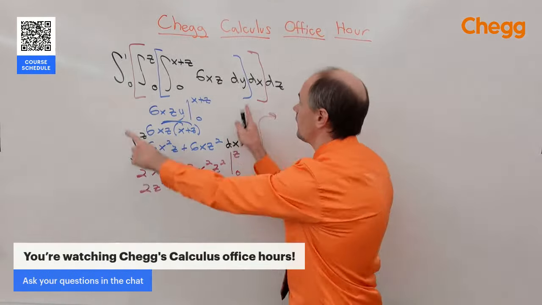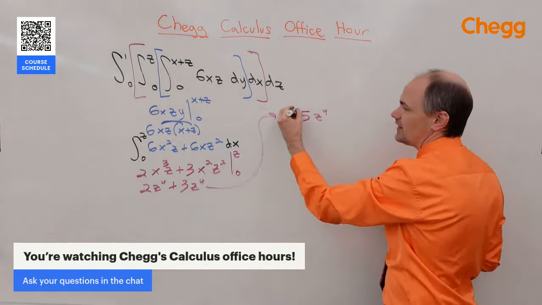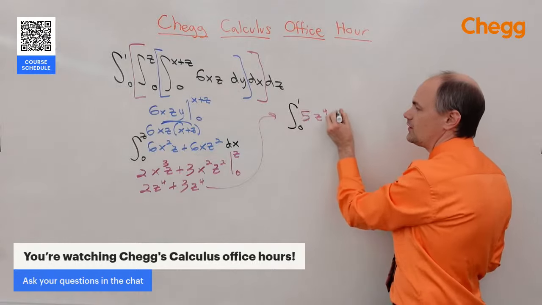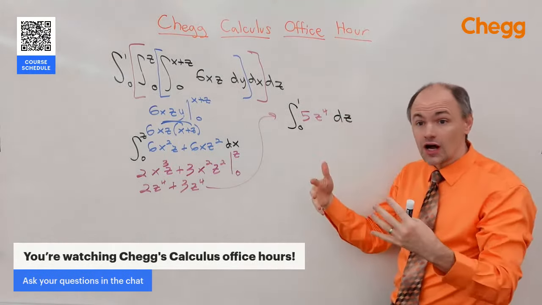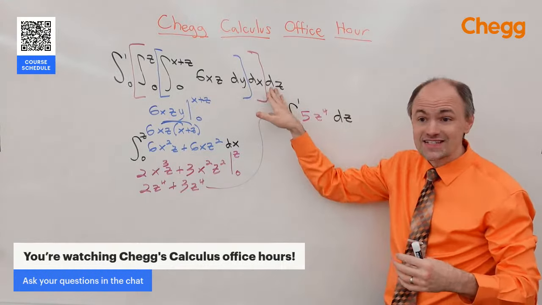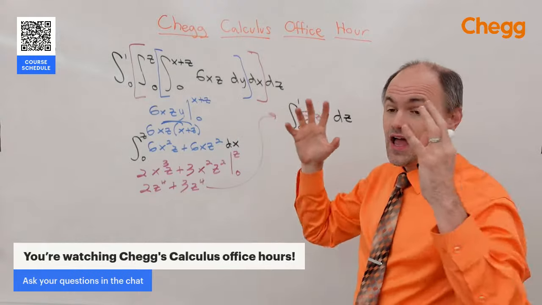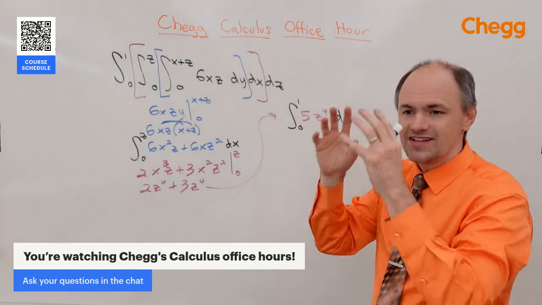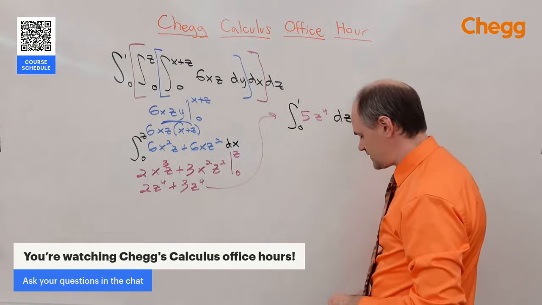But remember, around that integral, we've got another integral. We're integrating from 0 to 1 with respect to z. So these triple integrals look complicated because we've got this dy, dx, dz stuff going on, but really we're just taking the integral of the inside and then working our way out through the parentheses.